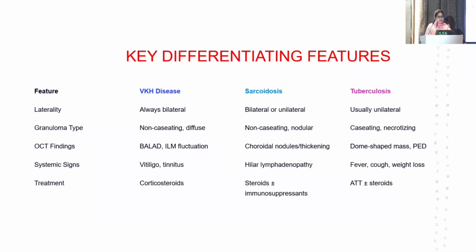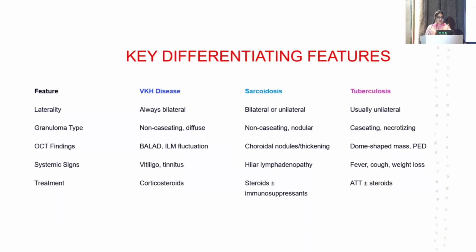VKH disease is always bilateral and the granuloma type is non-caseating diffuse. On OCT we can see bacillary layer detachment, and the systemic signs include vitiligo, tinnitus, alopecia, and they respond well to corticosteroids. Further, the differential kept in mind was sarcoidosis. It can be bilateral or unilateral. The granulomas involved are non-caseating granulomas.